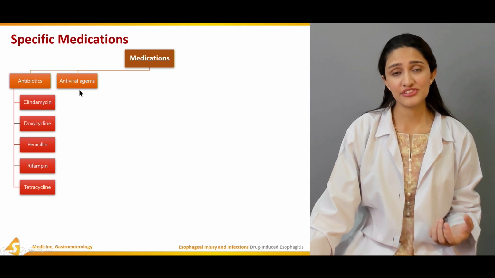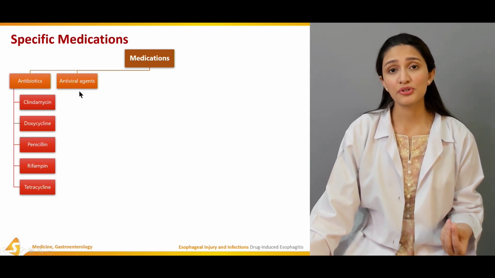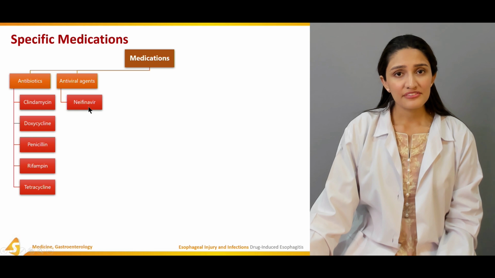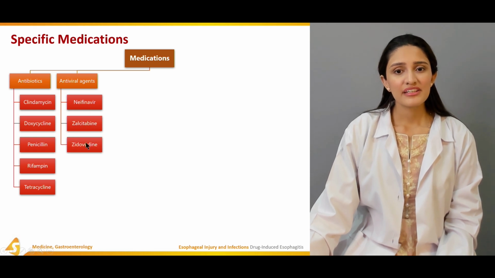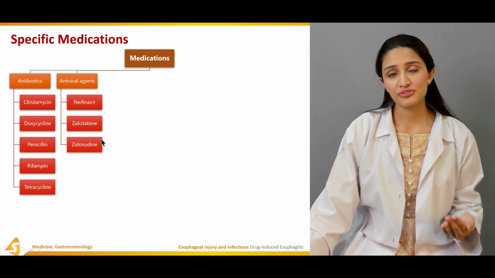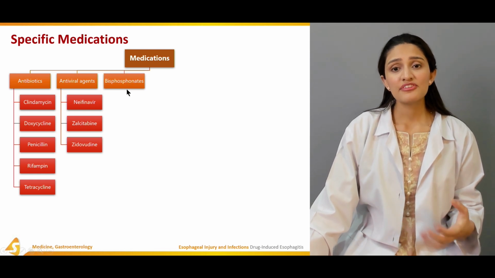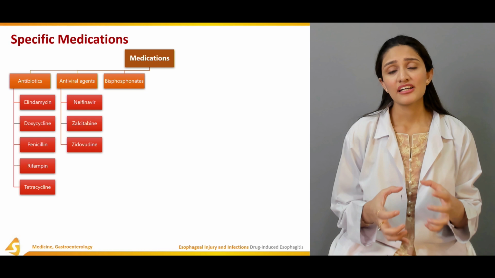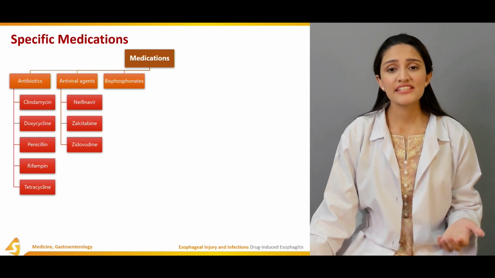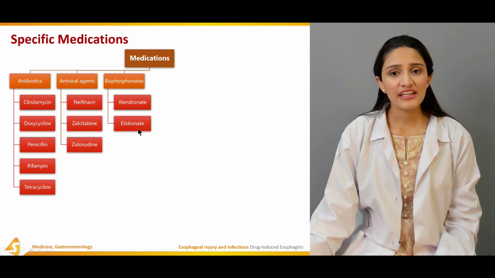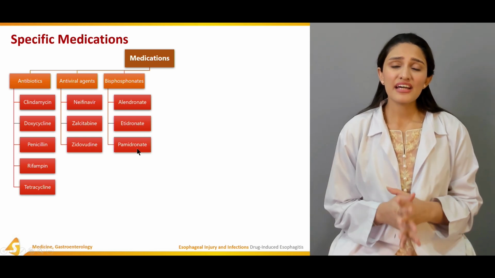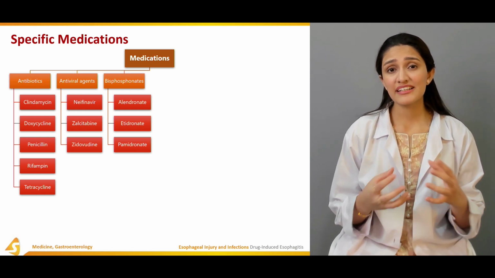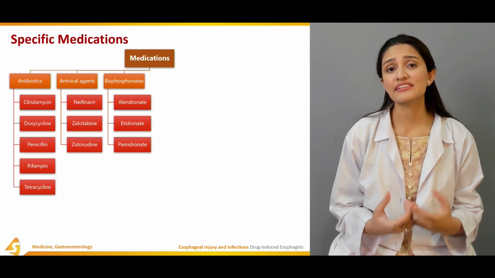Second, the antiviral agents that are more prone to having an injurious effect on the esophagus are nelfinavir, zalcitabine, and zidovudine. These medicines are more prone to causing drug-induced esophagitis. If we talk about the bisphosphonates, this particular group is a very rapidly emerging category that causes drug-induced esophagitis. These include alendronate, etidronate, and pamidronate. Other than that, risedronate is also being used, but it has a very low potential of causing esophagitis.